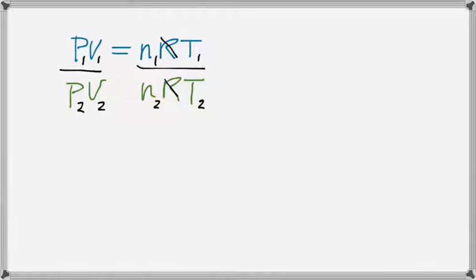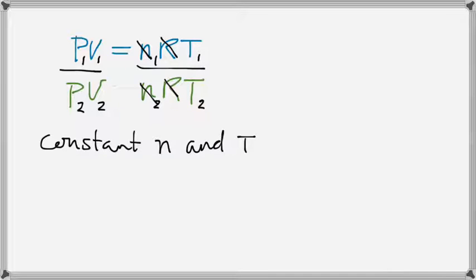Now what if I had this situation where I had constant temperature and constant moles of gas? The amount of gas in moles wasn't changing. Then n1 would be equal to n2. It's not changing. So that would cancel out. And I said, so we're looking at constant n and T, just as a for instance.